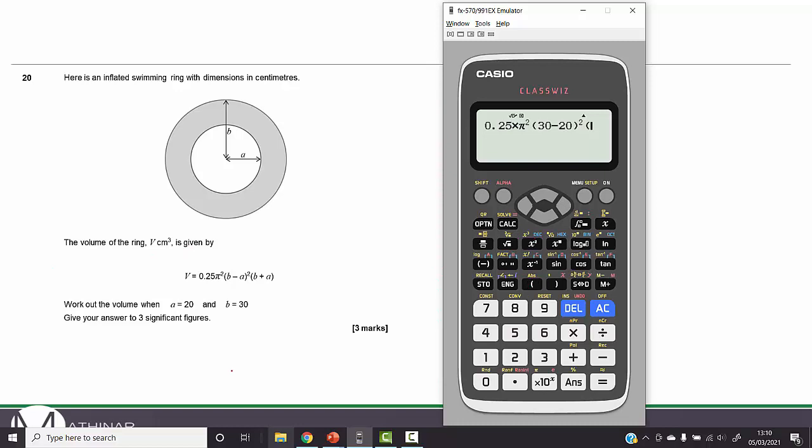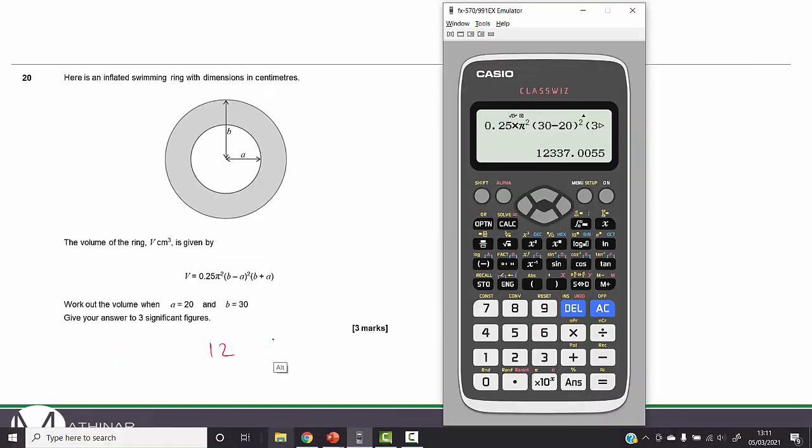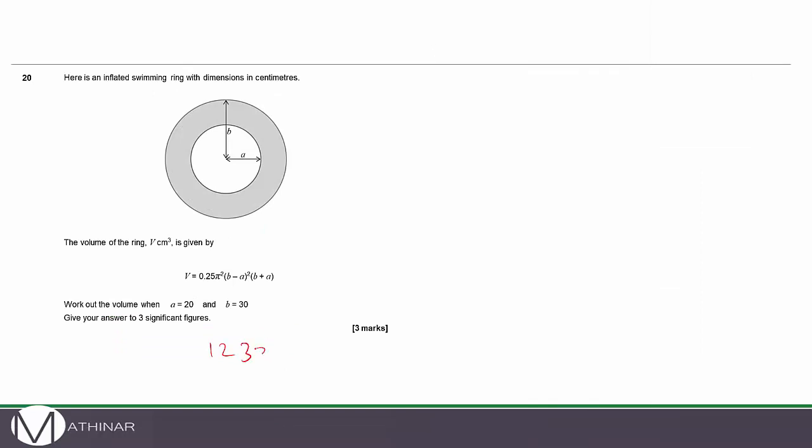And then multiplied by B plus A. So 30 plus 20. Of course, you can work out these things before typing it in. So you could have put 50 and 10 instead of 30 minus 20 and 30 plus 20. Close bracket, press equals, and that's our answer there. 12337. So that's the volume in centimeters cubed.